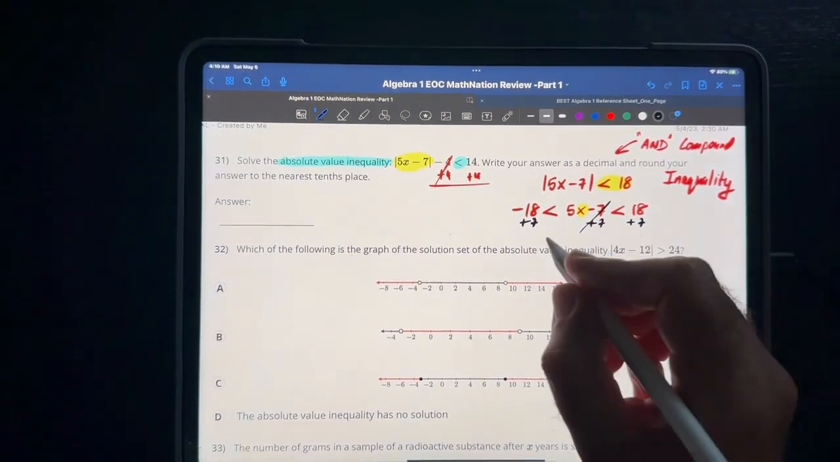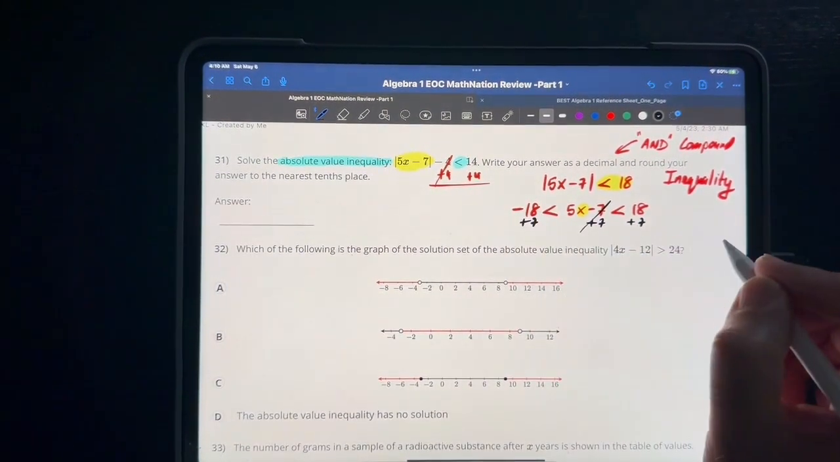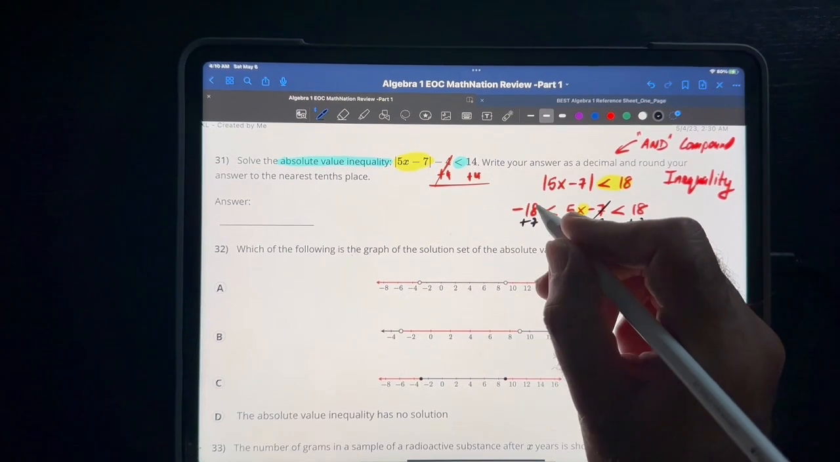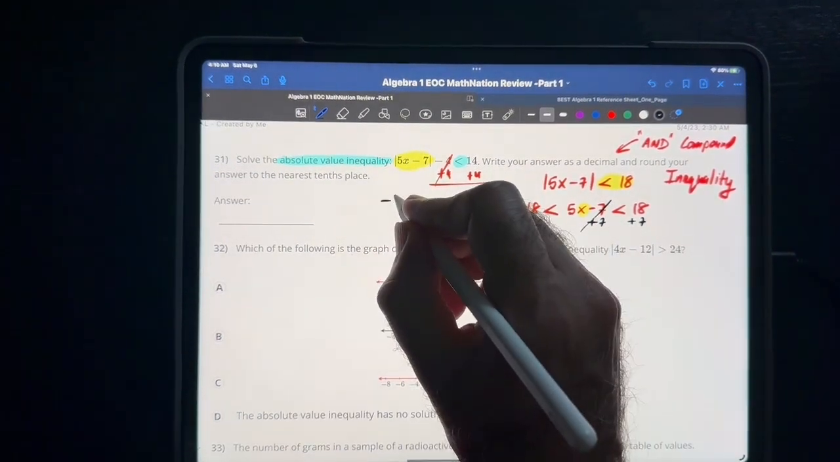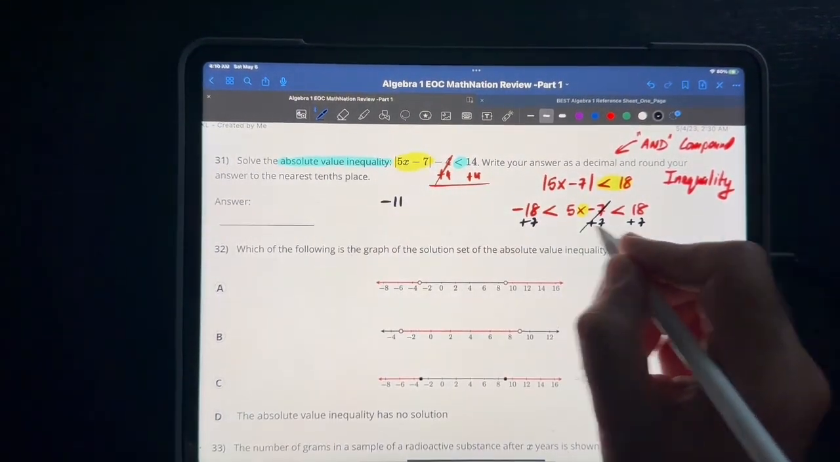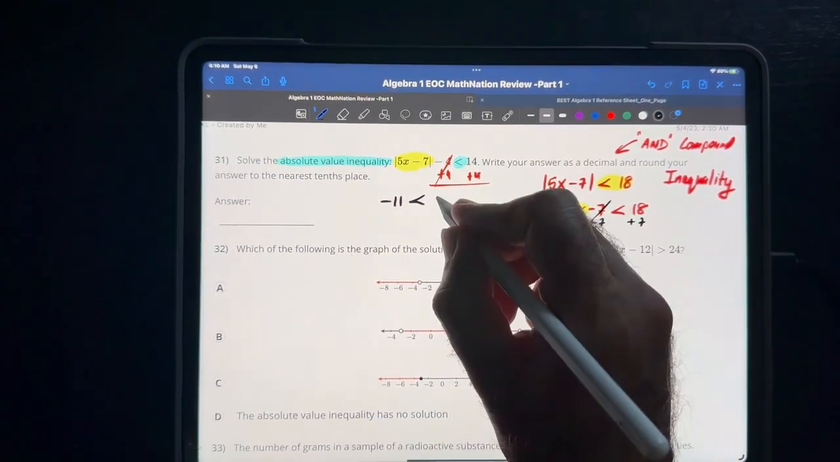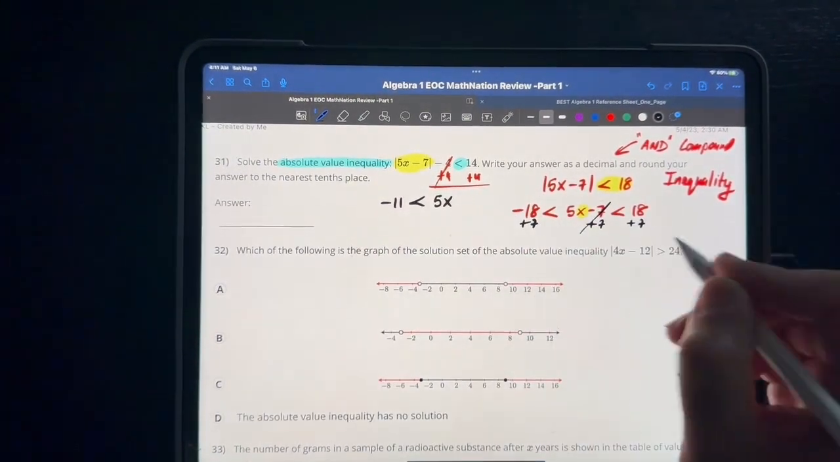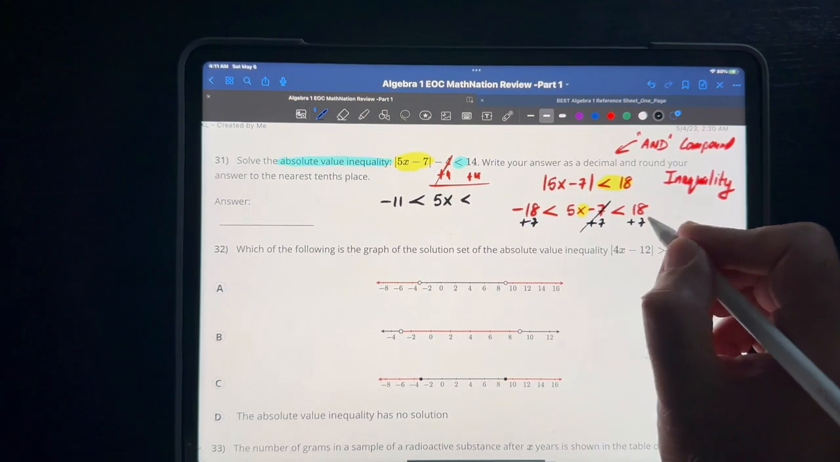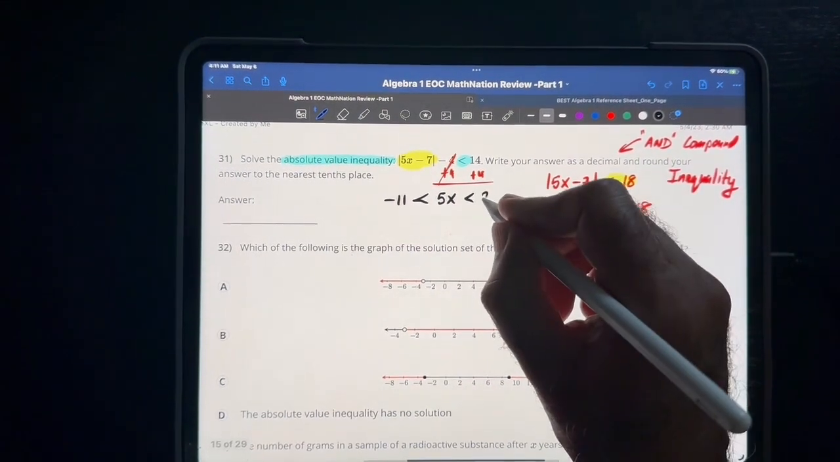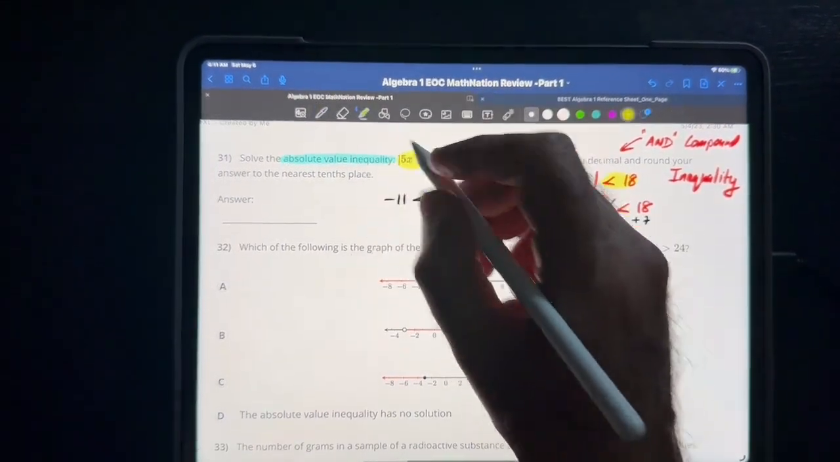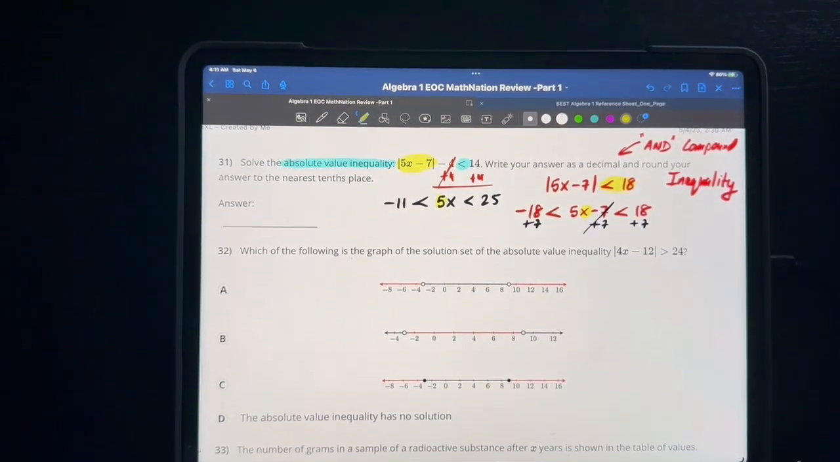This cancels out. Let's do the math right here. We're gonna get negative 11. I'm running out of space here. I'm gonna get 5x in the middle, and then this is gonna give you 25. Good? Now I have to get rid of this 5 to get x by itself.